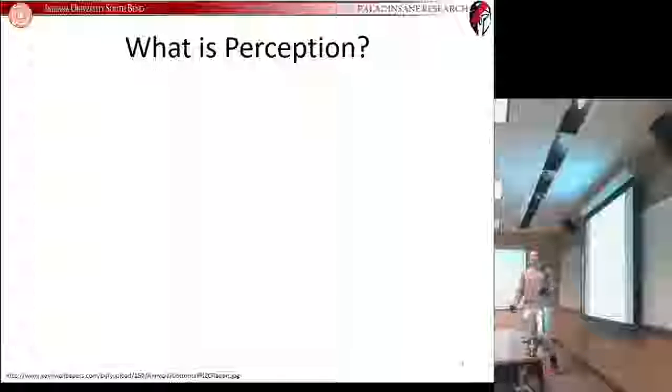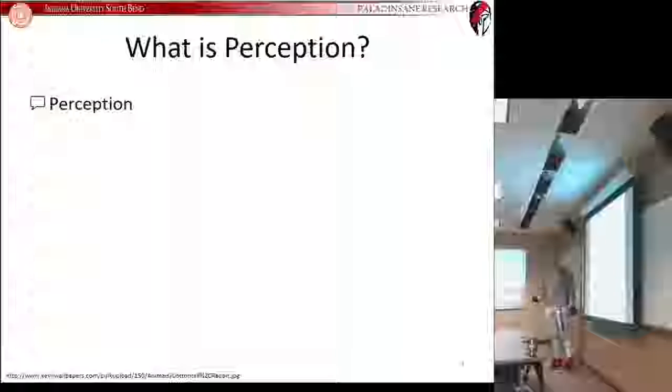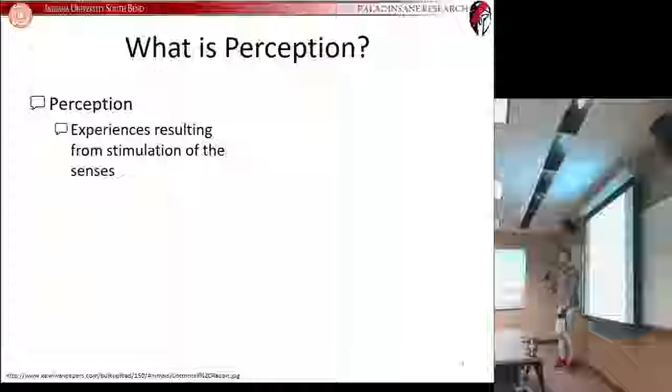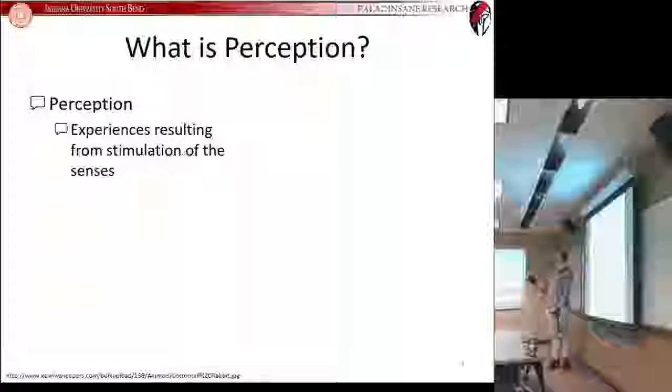So let's start off with the basics. What is perception? Perception is the experiences that we have that result from the stimulation of the senses. So it's very broad. It's a very general idea. You have an experience in your mind, and this is a result of stimulation of one of your senses.